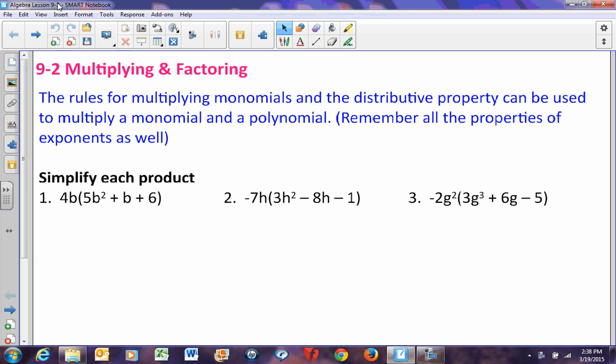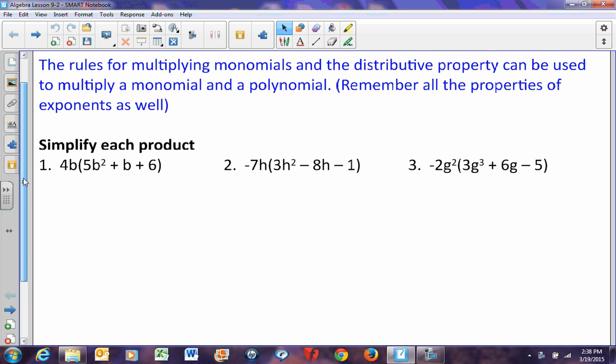Algebra Lesson 9-2, Multiplying and Factoring. The rules for multiplying monomials and the distributive property can be used to multiply a monomial and a polynomial. Remember, you have to remember all those properties of exponents as well. So let's simplify each of these products here.